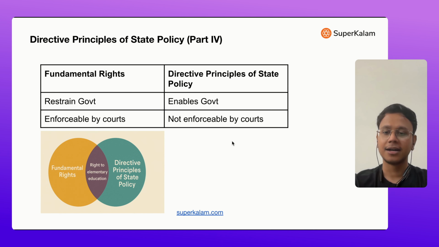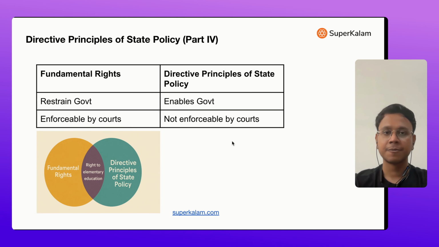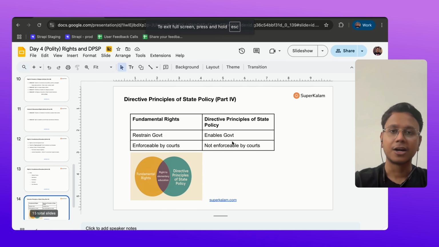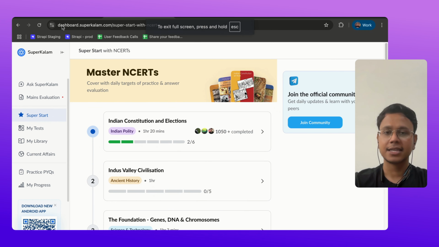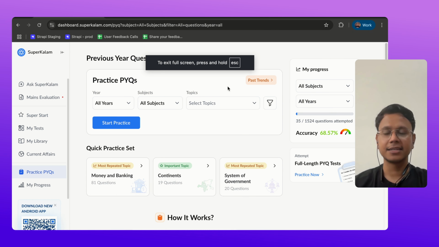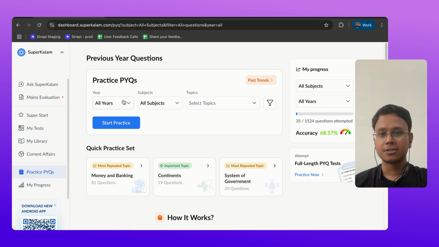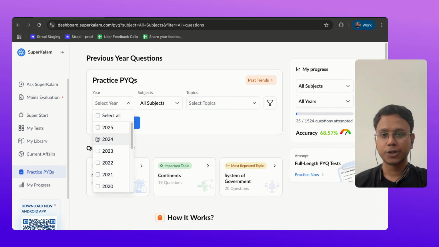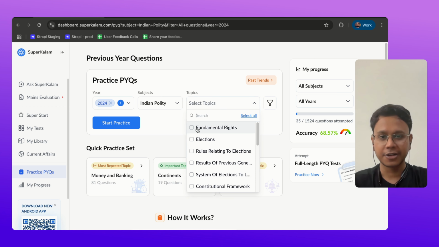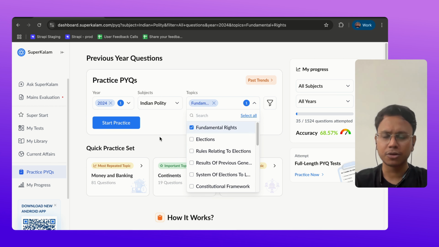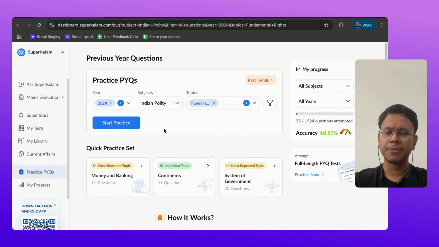So this is the end of the chapter. As I promised, I'll take some questions. So let me choose maybe 2024 and polity, and we have done fundamental rights today. This is our portal of SuperKalam, where you can practice all the prelims PYQs very freely. So you come here and practice these questions from the topic which we discussed.